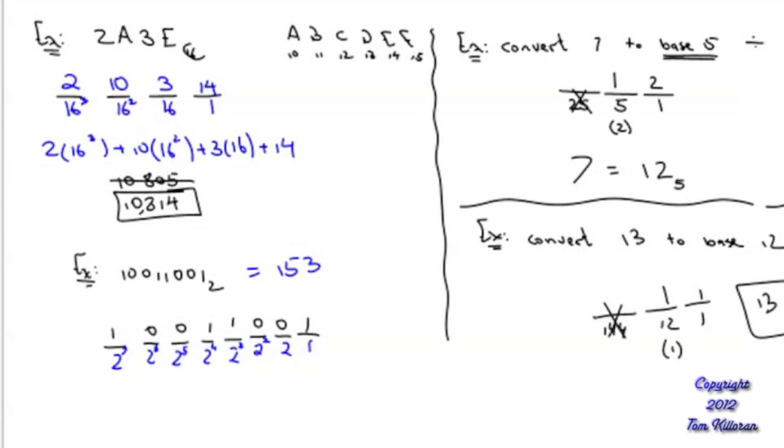No, that's only base 16. Why not? Because B is 11. I mean C. No, in base 12 you have to use our numbers. So 13 is 1, 1 base 12. 1 times 12 is 12, plus 1 is 13. Now those are the simplistic ones.